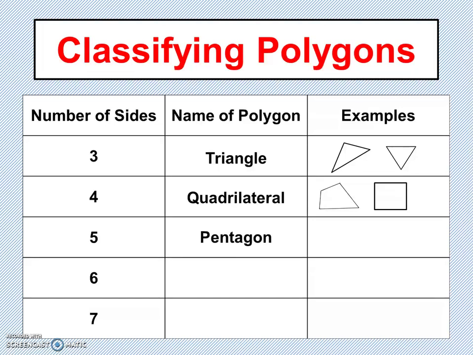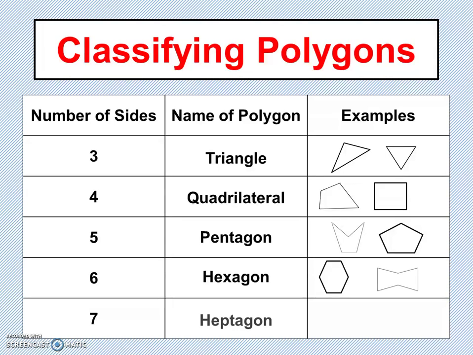A 5-sided figure is called a pentagon. Most of you know the Pentagon in Washington, D.C. It has 5 sides. So does this figure. And this one. A 6-sided figure is called a hexagon. Here are some examples of hexagons. And a 7-sided figure is called a heptagon. Here are some examples of heptagons.